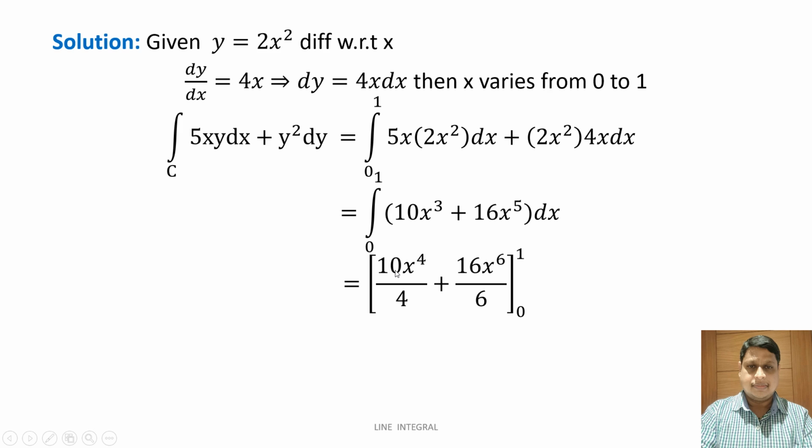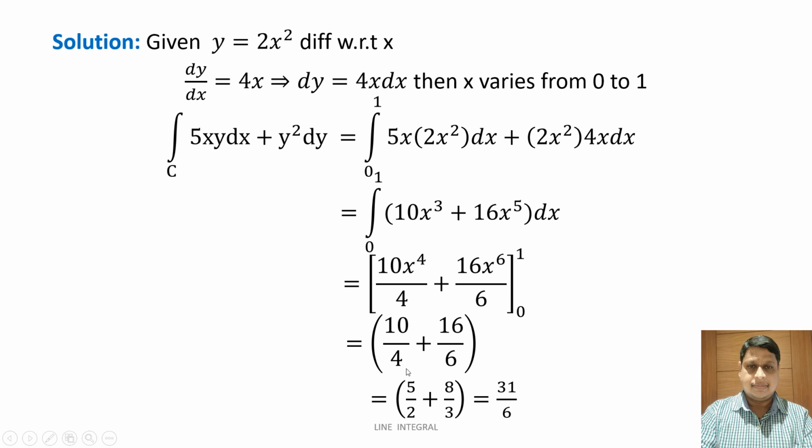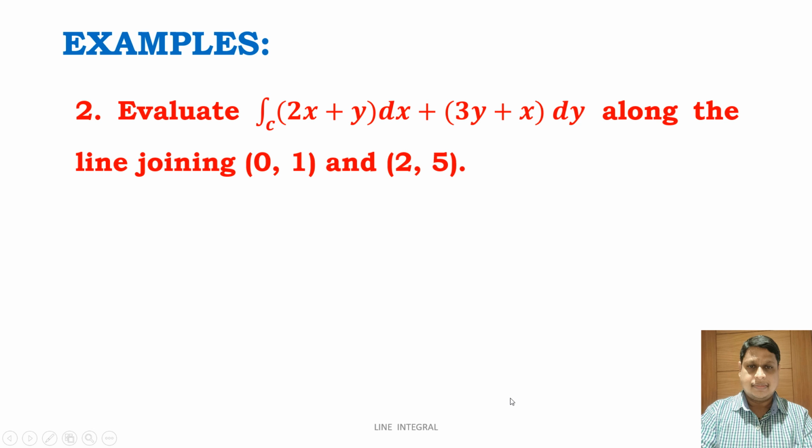The limit is 0 to 1. Replace x by the upper limit, that is 1: 10 by 4, 1 power 4 is 1, plus 16 by 6 into 1 power 6 is 1, and the lower limit is 0. Further we can write 10 by 4 as 5 by 2, plus 16 by 6 we can write as 8 by 3. Take the common LCM 6, so that is 5 3s are 15 plus 8 2s are 16, 16 plus 15 is 31 by 6. That is the answer.